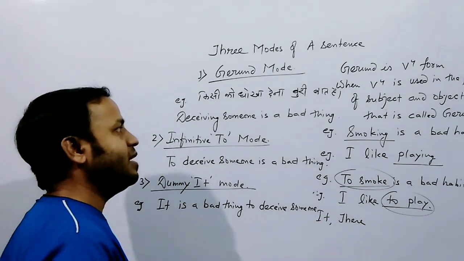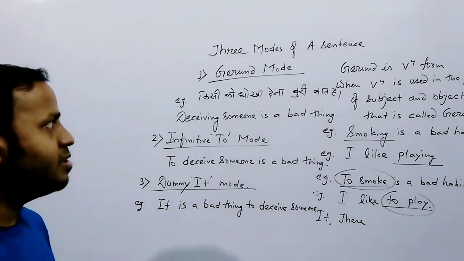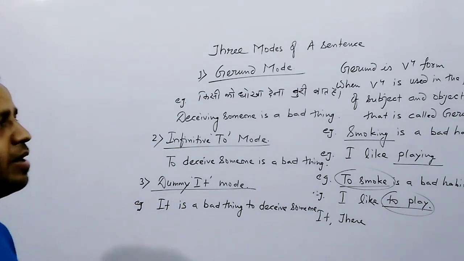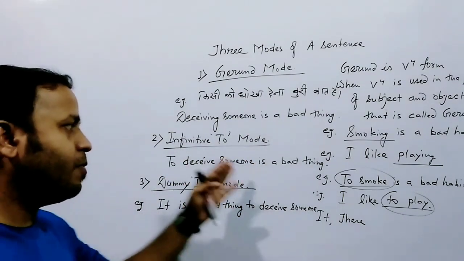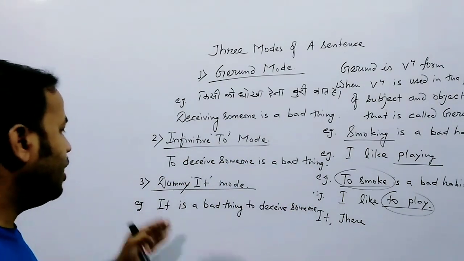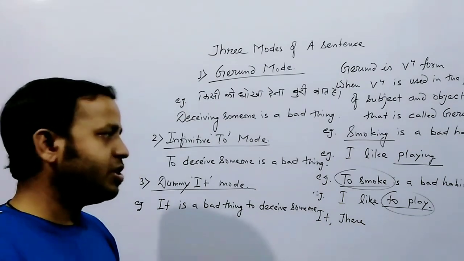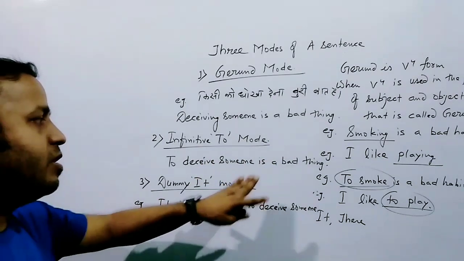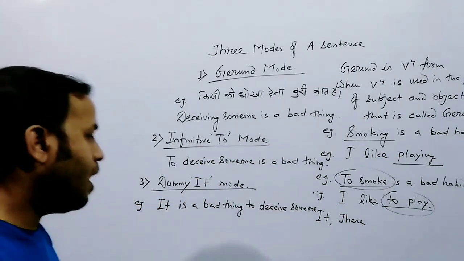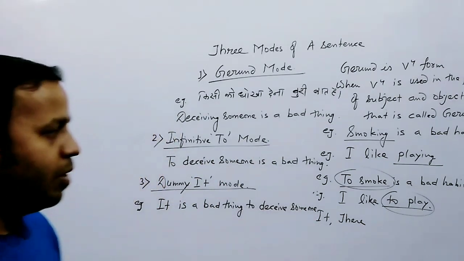There are three varieties of a sentence. Kisi ko dhoka dena buri baat hai. Deceiving someone is a bad thing. To deceive someone is a bad thing. It is a bad thing to deceive someone.